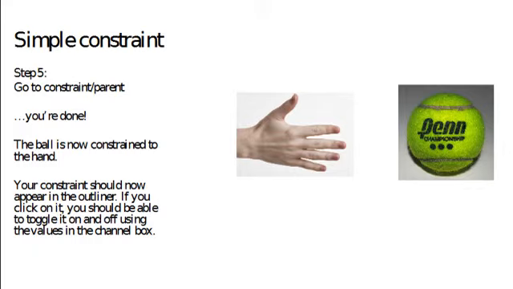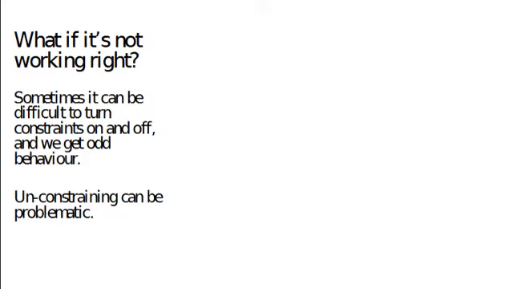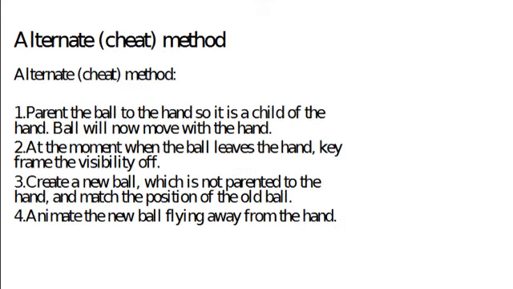Now the problem is sometimes you can get odd behavior when you unconstrain things. That's the only difficulty here. So constraining is reasonably straightforward, but when you unconstrain, sometimes objects can behave slightly oddly. So what I'm going to suggest is a cheat method, and the cheat method is this. So first of all, you parent the ball to the hand so it's a child of the hand, as we've just described. That's basically just select the hand, shift select the ball, go to constraint parent, you're done.